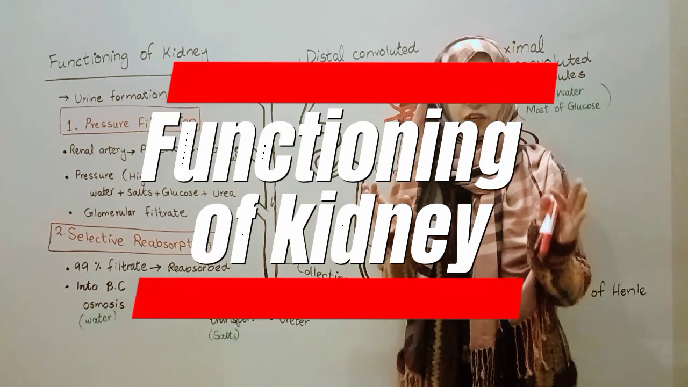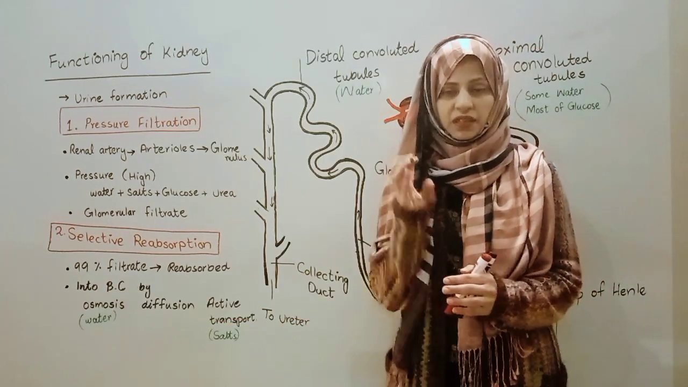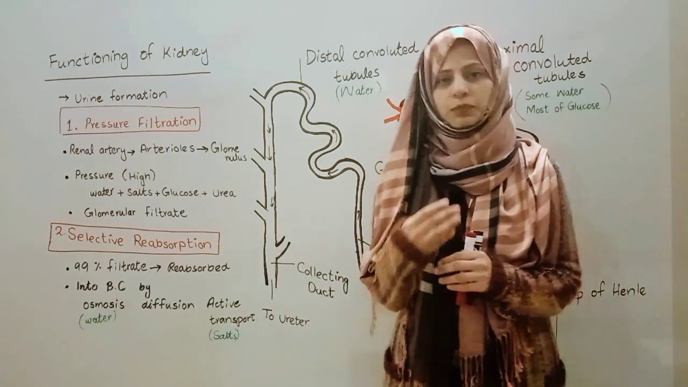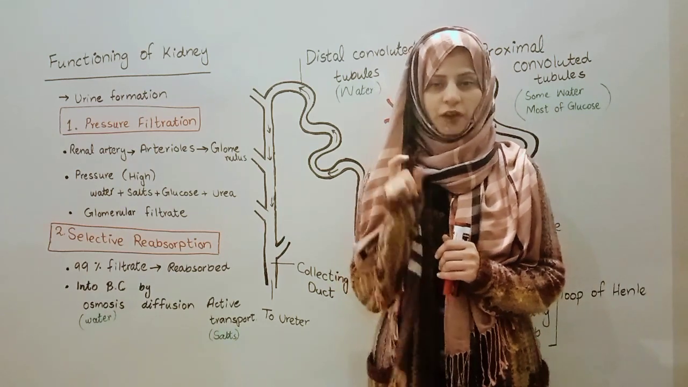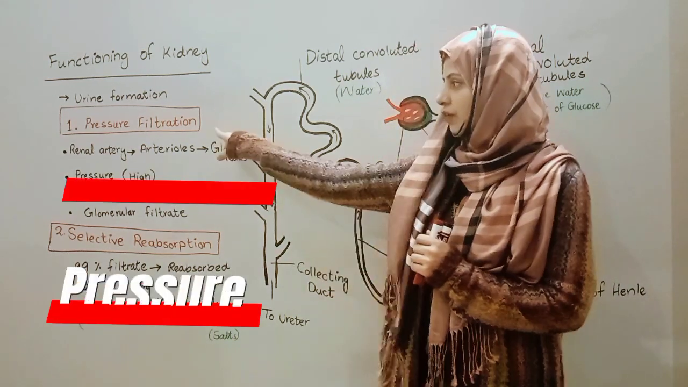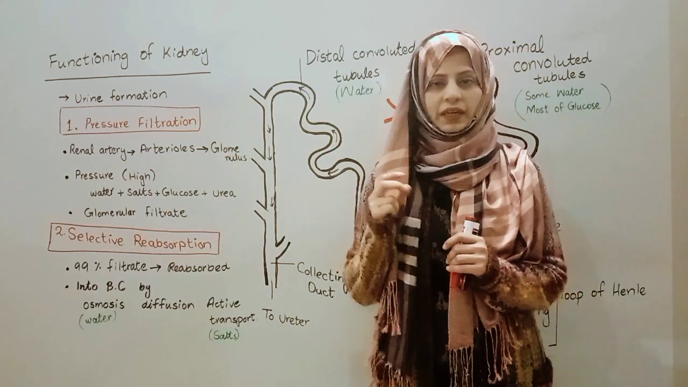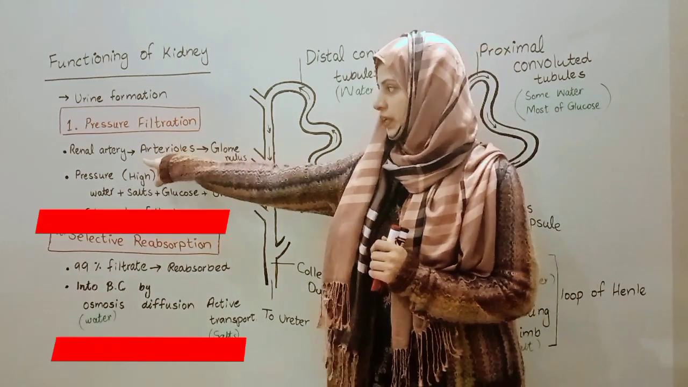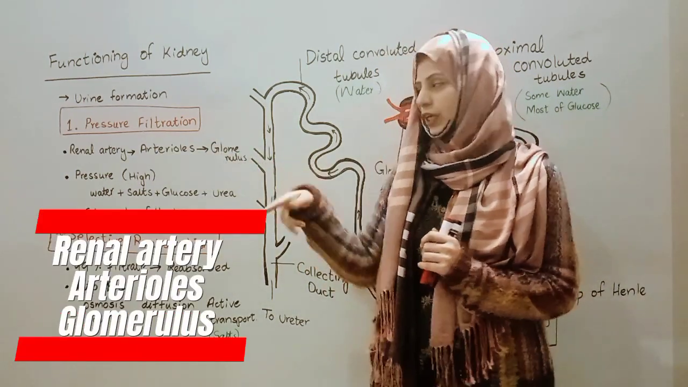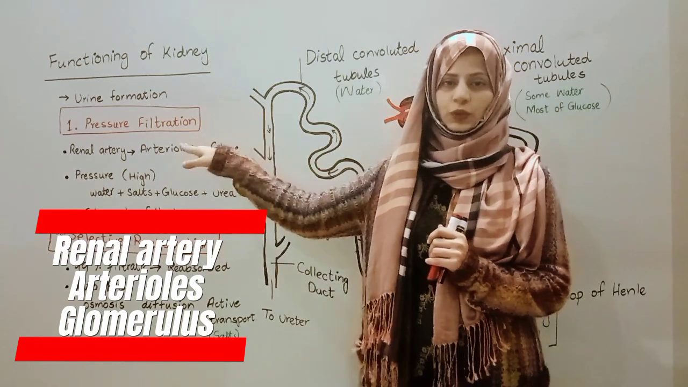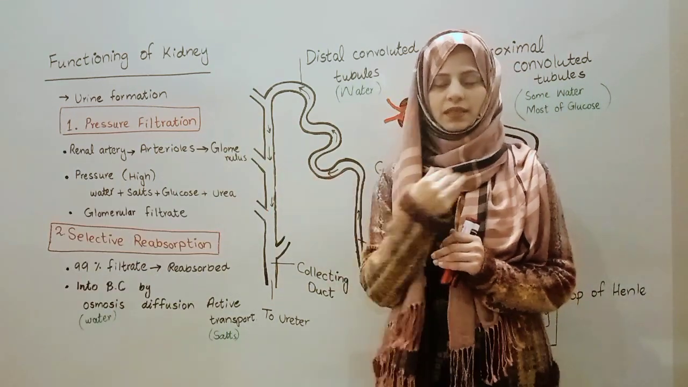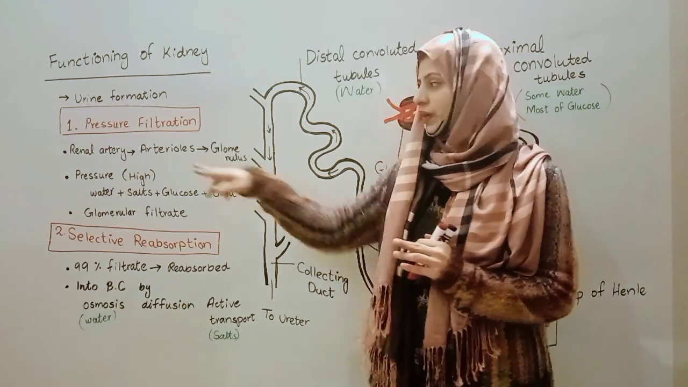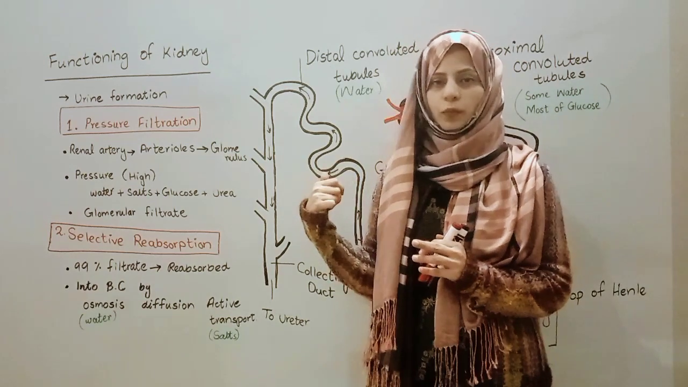Let's talk about the functioning of the kidney. The basic function of the kidney is urine formation, and it takes place in three steps. The very first step is pressure filtration. Blood enters the glomerulus through the renal artery, from the renal artery into arterioles, and from arterioles into the glomerulus. This is the pathway of blood.